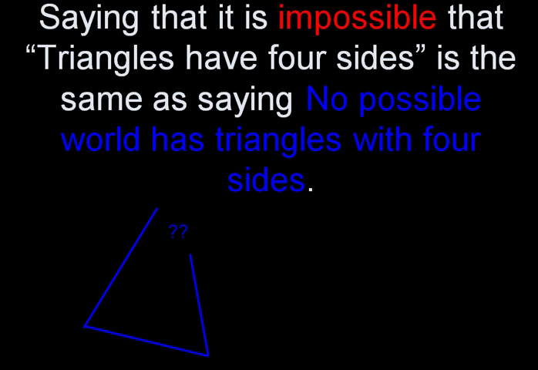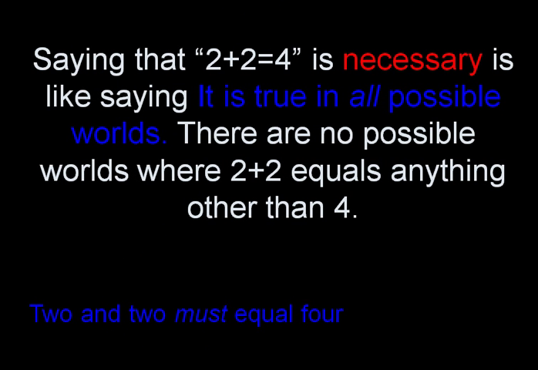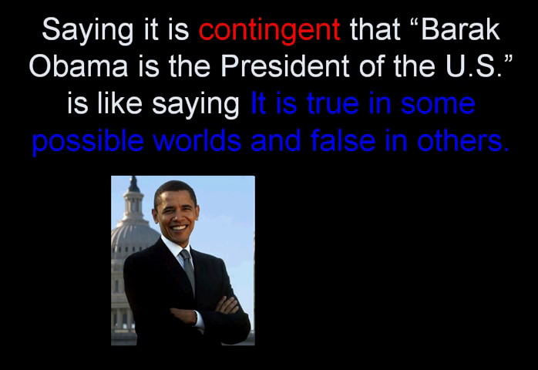Saying that it is impossible that triangles have four sides is the same as saying no possible world has triangles with four sides. Saying that 2 plus 2 equals 4 is necessary is like saying it is true in all possible worlds. There are no possible worlds where 2 plus 2 equals anything other than 4. Saying that it is contingent that Barack Obama is the President of the U.S. is like saying it is true in some possible worlds and false in others.